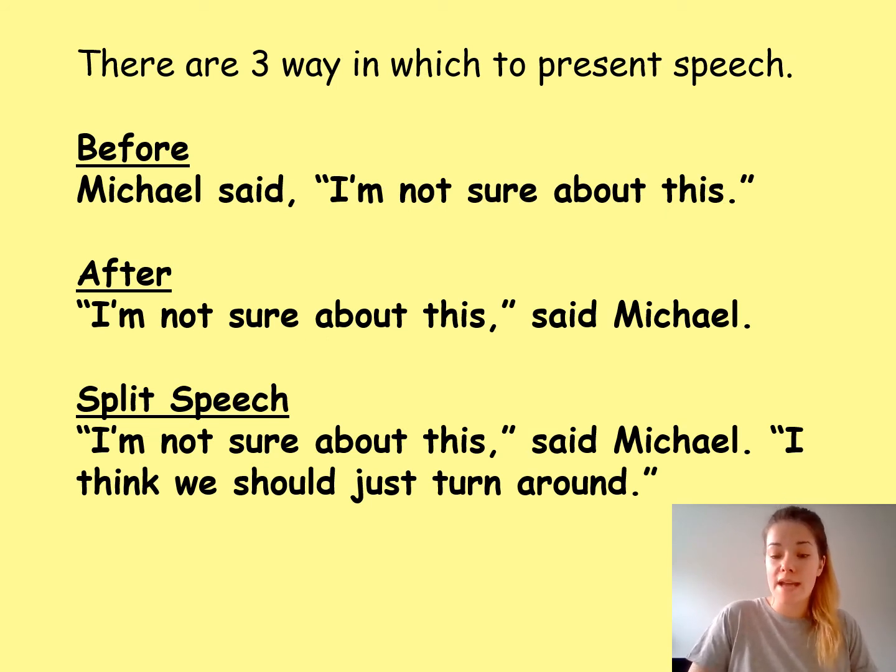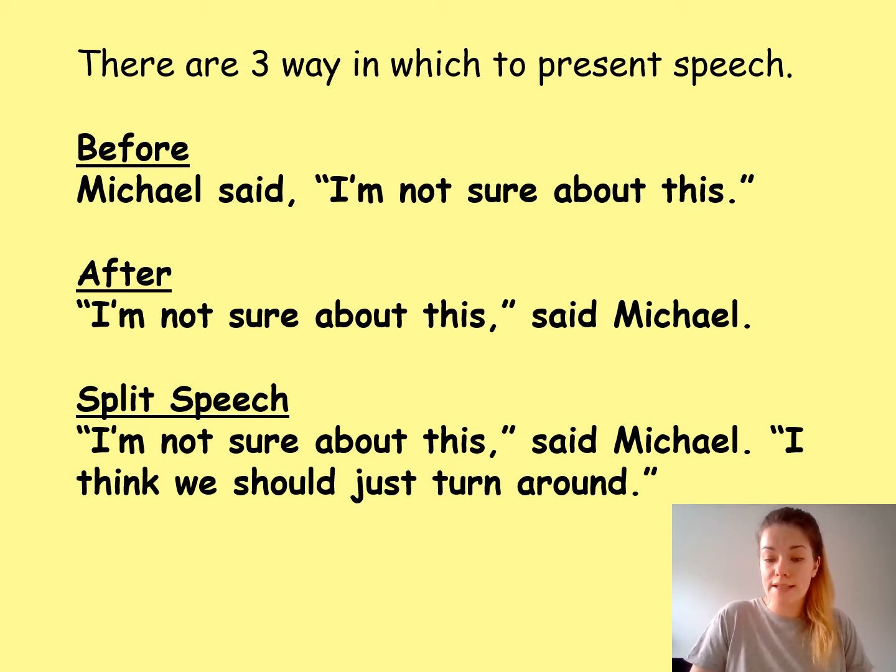So there are 3 different ways in which we can present speech. So we can put who has said it and how they've said it before the direct speech. And you'll notice that this is when we tend to use a full stop before we close those inverted commas, as it's the end of the sentence. You'll also see that I have to use a comma before I begin that direct speech.